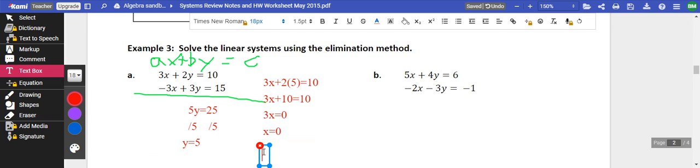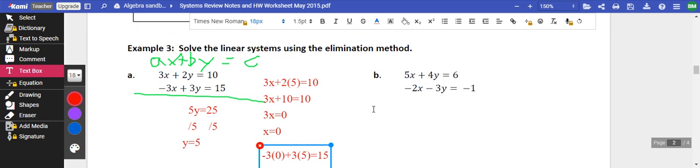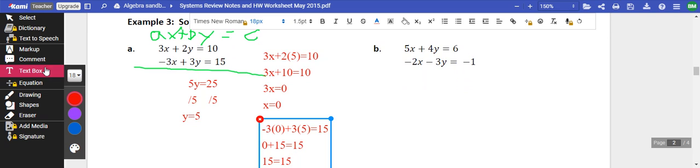And again, you can check. You can go negative 3 times 0 plus 3 times 5 equals 15. And you will find that 0 plus 15 does equal 15. So 15 equals 15, and we were right. So I know I did that a little bit fast, but I really wanted to show you that we're eliminating.